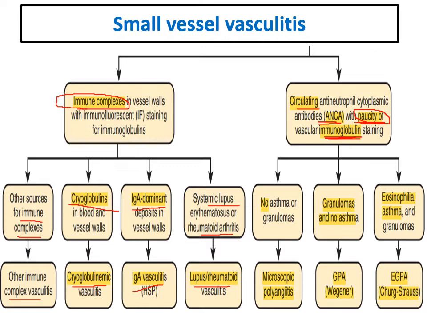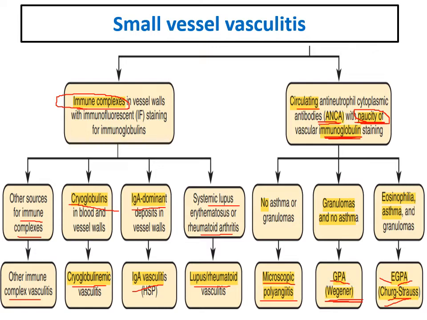What about pauci-immune or ANCA-associated vasculitis? The examples include Wegener granulomatosis, with its new name granulomatosis with polyangiitis, or Churg-Strauss, with its new name eosinophilic granulomatosis with polyangiitis, and microscopic polyangiitis. These are the prototypes or the main types causing pauci-immune or ANCA-associated vasculitis.